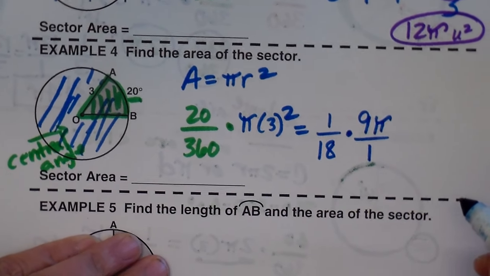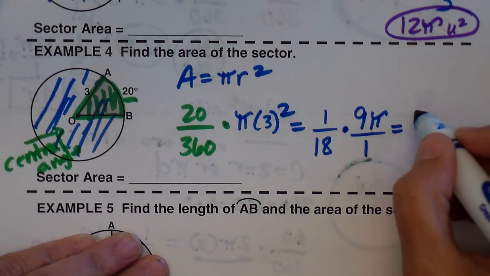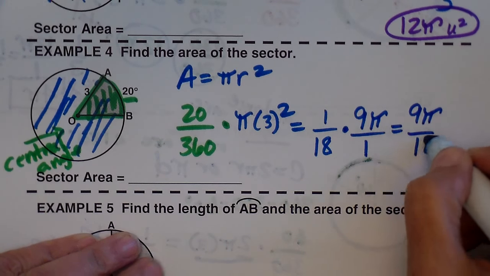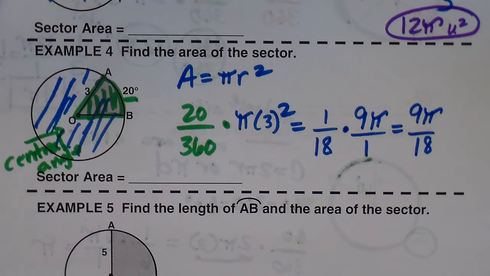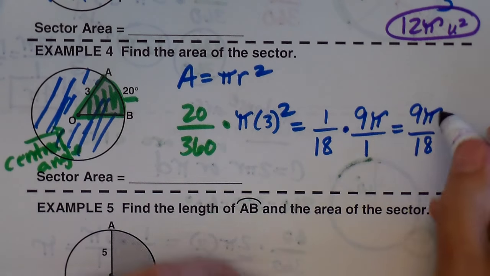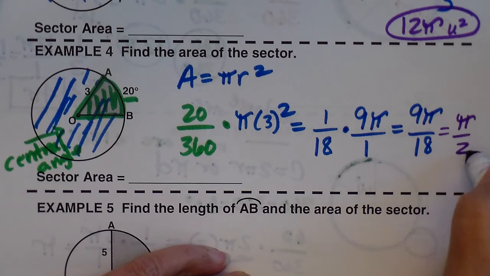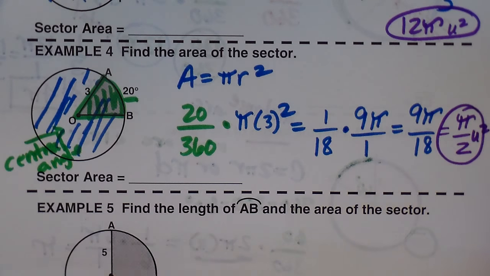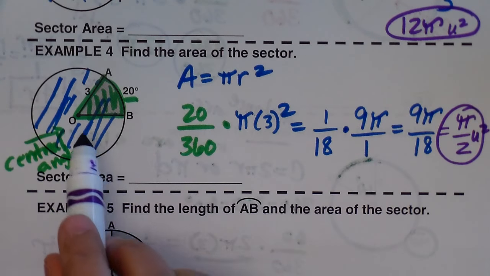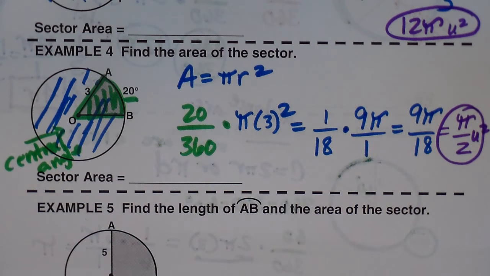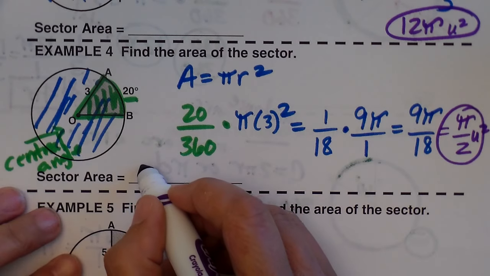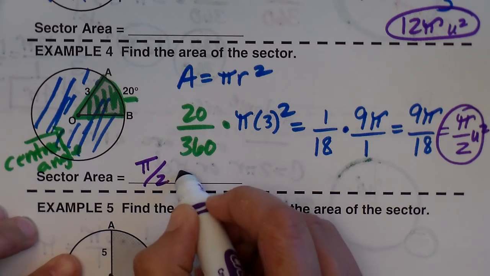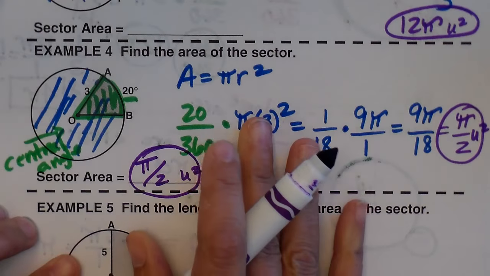I'm just going to write it consolidated like that, 9 pi. I multiply across, that gives me 9 pi over 18. And when I reduce this, I get pi over 2, and that's going to be units squared. So if your area is 9 pi, 1/18 of that is pi over 2. So that is your sector area, and I'll write it here, pi over 2 units squared.